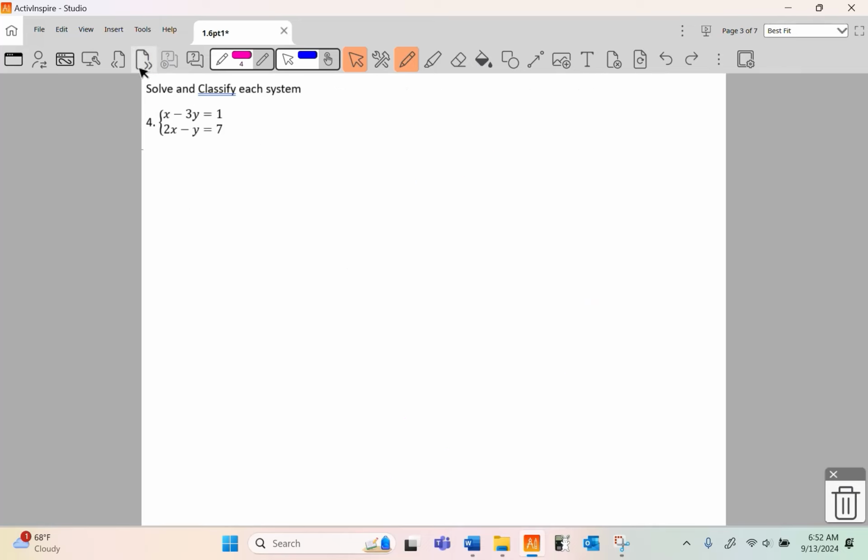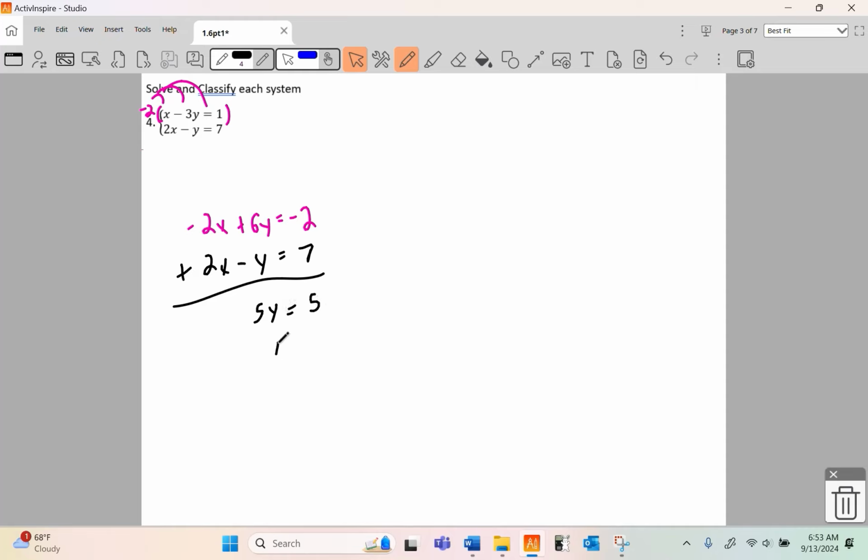Another solve and classify. You can do these however you want, but I'm just going to multiply the top on this one by -2 and distribute because I know -2x plus 2x is no x. But what do I know? -2x plus 6y equal to -2. Make sure you hit all three pieces. That's a big thing that kids forget. They just do one or two things. And I'm going to copy this one down as it was. And then I'm just going to add. 6y minus y is 5y, or plus actually. -2 plus 7 is 5, and y is 1.